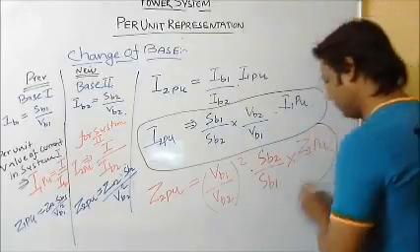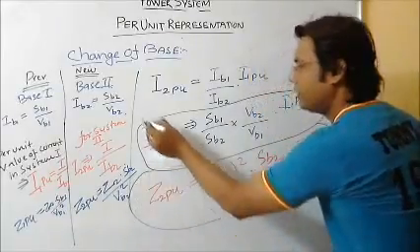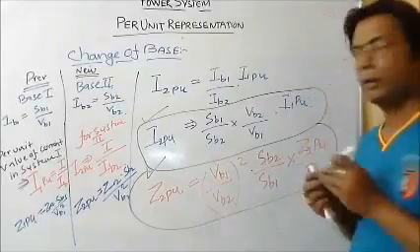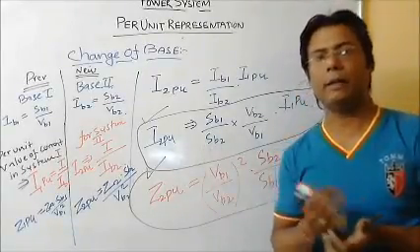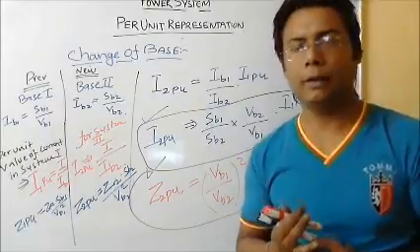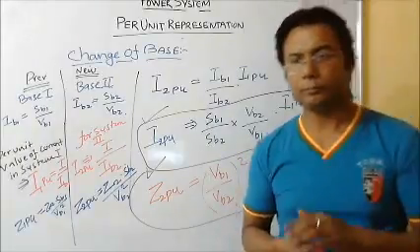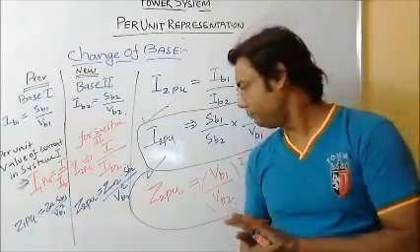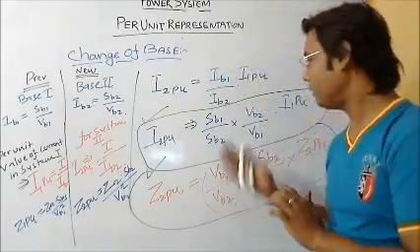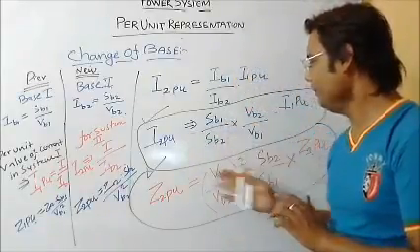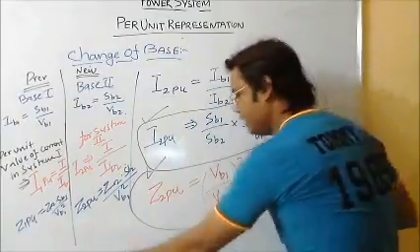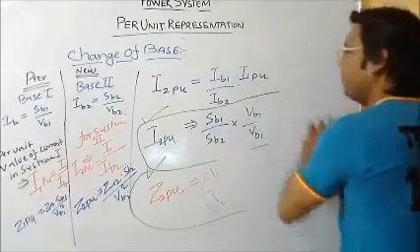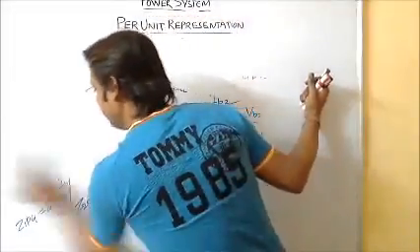So can we remember these two formulas for understanding the change of bases, from one per unit to another per unit? This is the formula for I2 per unit, this is the formula for Z2 per unit. We shall do a problem to understand this much better.